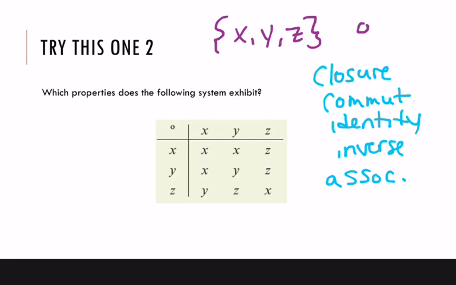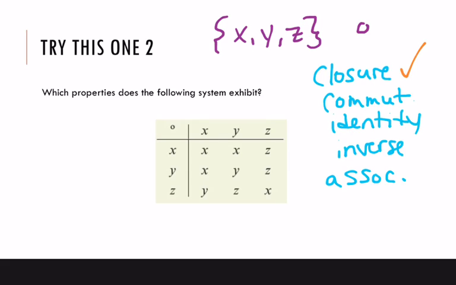Okay, so closure first of all. If you remember how to do this, just pause, see if you can do this on your own, then check your answers. Okay, closure property: see if all of the answers that you get inside the table are elements from this original set that makes up the system. And yes, they are. So this is a closed system.